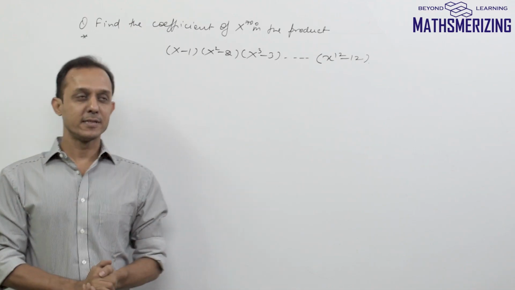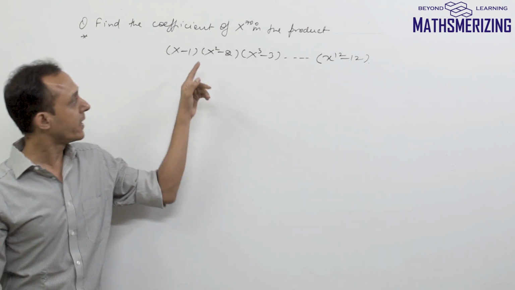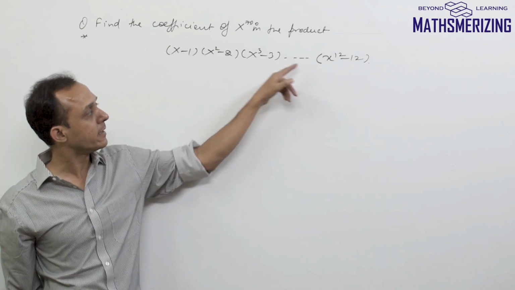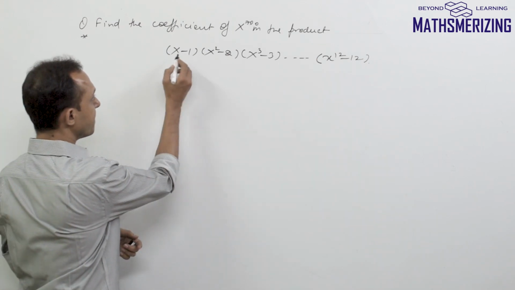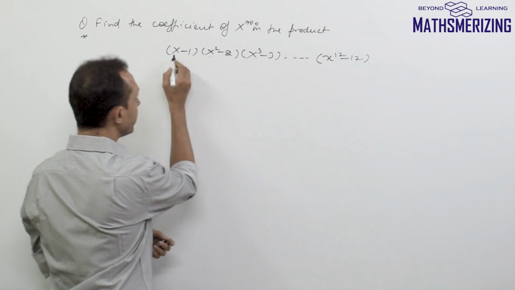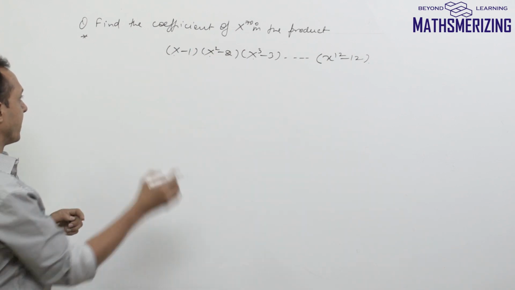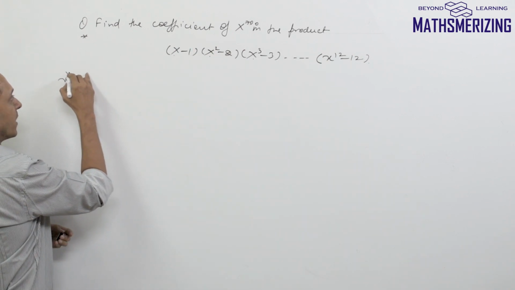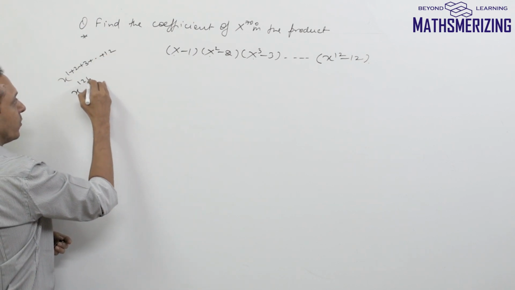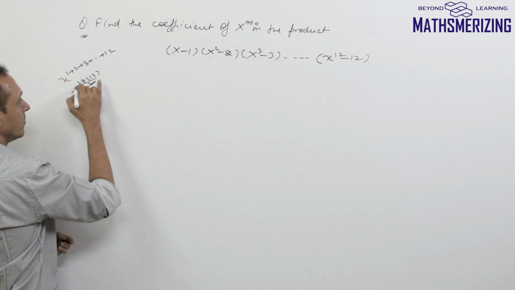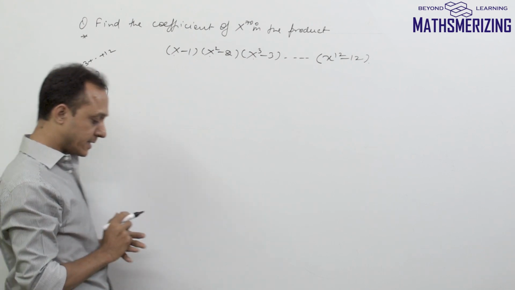So let us take up a question, and this question is: find the coefficient of x^70 in the product (x minus 1)(x square minus 2)(x cube minus 3) up to (x^12 minus 12). Now what I'll do is, I'll try and find the highest term. So if I multiply all these x's, then what is the power of x that I'll get? If I multiply everything, I'll get x to the power 1 plus 2 plus 3 up to 12, which is n(n+1)/2. So there'll be x^78.